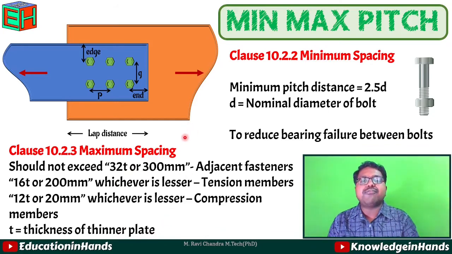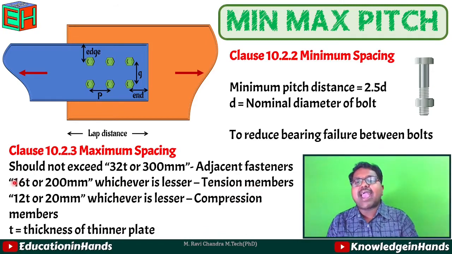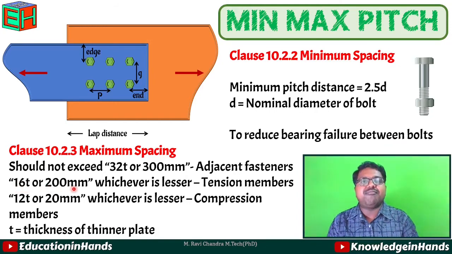And if we are using tension members, the maximum spacing of the pitch should not exceed 16 T or 200 mm, whichever is less, where T is the thickness of the thinner plate. And if we are using compression members, it should be 12 T or 200 mm, whichever is less. So here we need to consider these conditions for the maximum spacing of pitch.